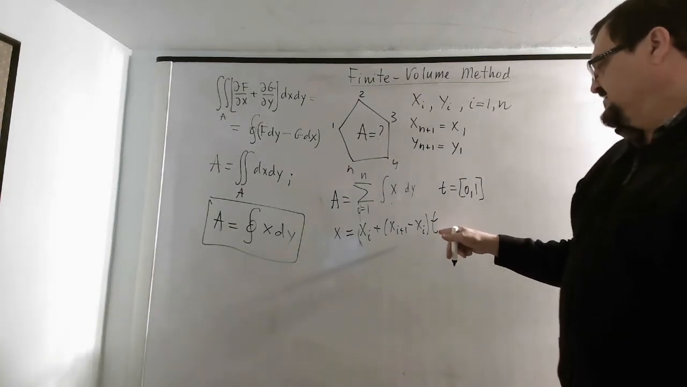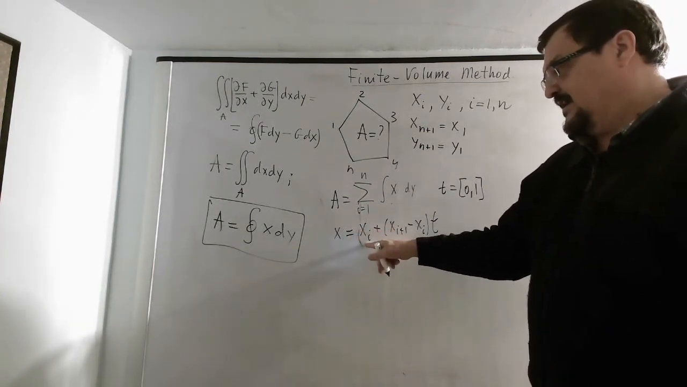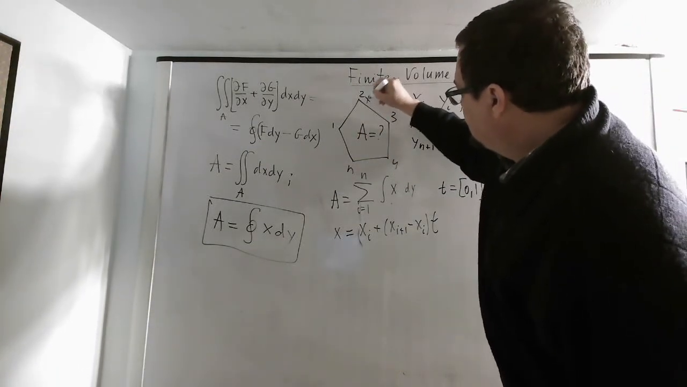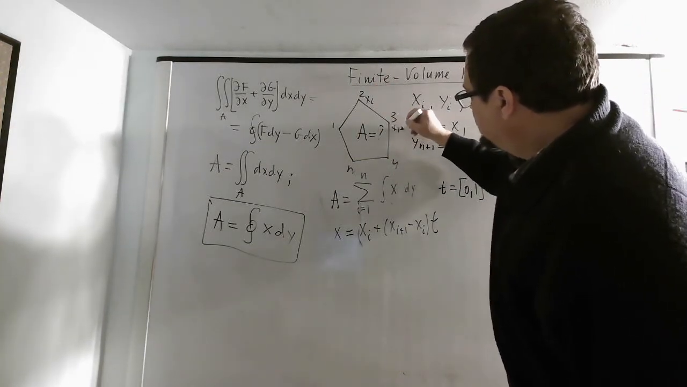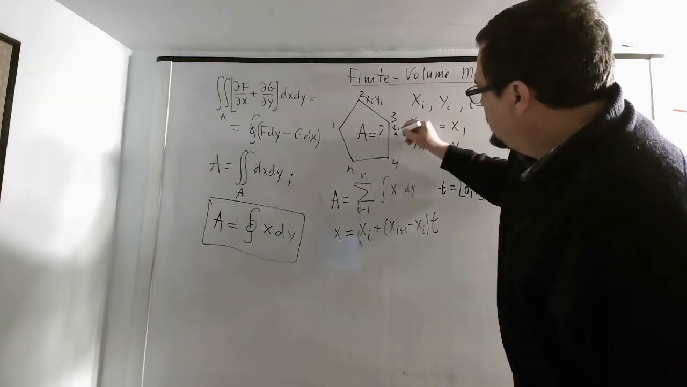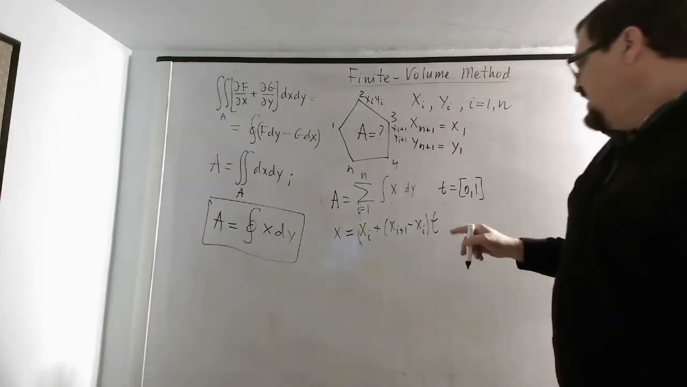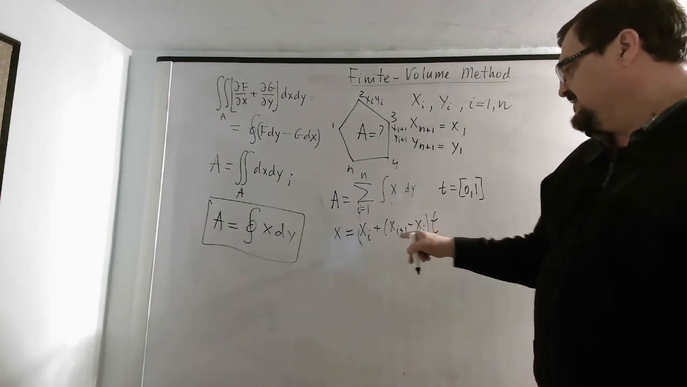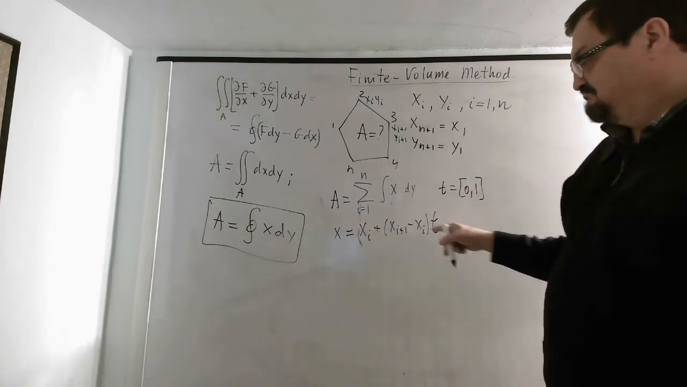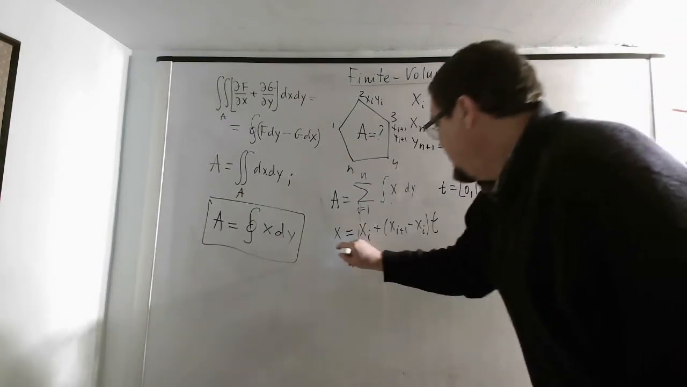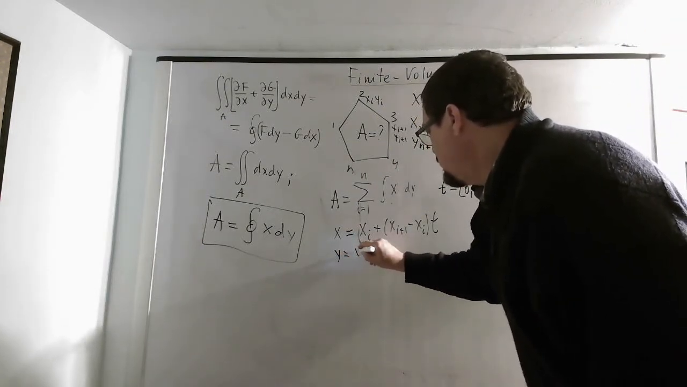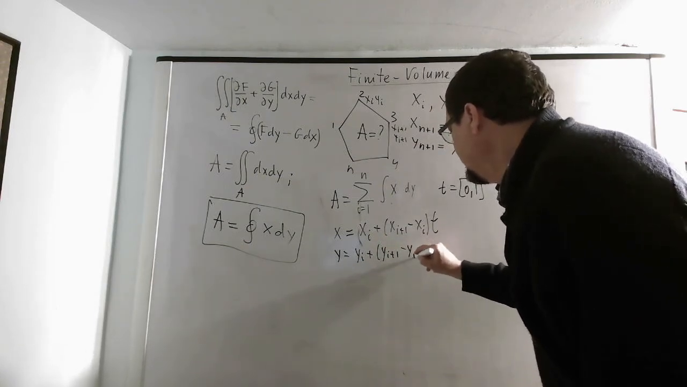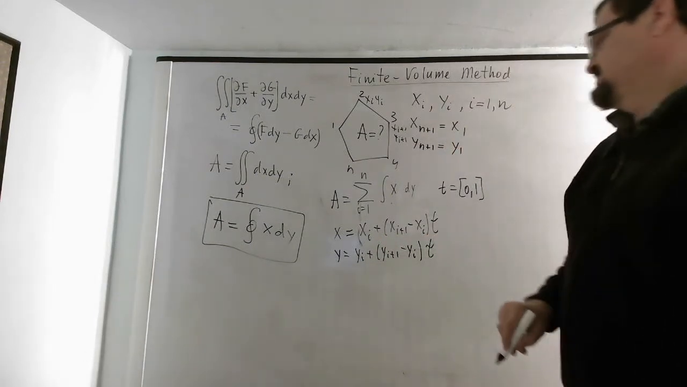We see that when t equals 0, x equals xi. Here is xi, here is xi plus 1, and this is yi plus 1. When t equals 1, xi will cancel and it's going to be xi plus 1. So it works fine. And y equals yi plus (yi plus 1 minus yi) times also t.